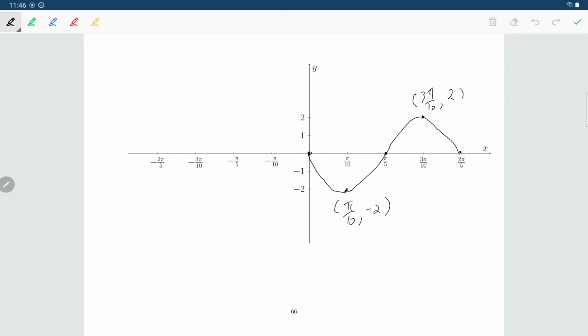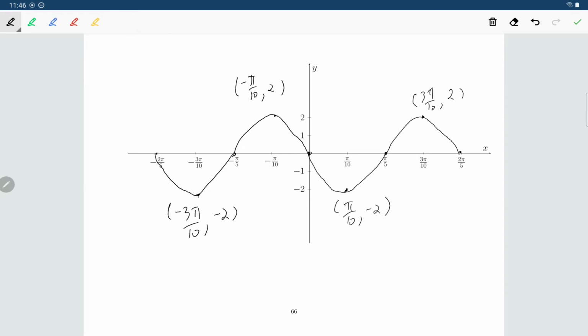Remember that sine is a periodic function, so what we see over here is going to be repeated over here. So the y values will continue that pattern of oscillating, of going up, then down, then up, then down. And there we go. So I'm just going to label these last 2 points that I have, negative pi over 10 and positive 2, and negative 3 pi over 10 and negative 2.